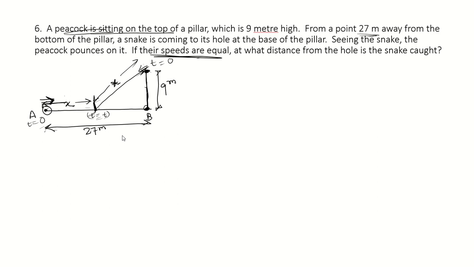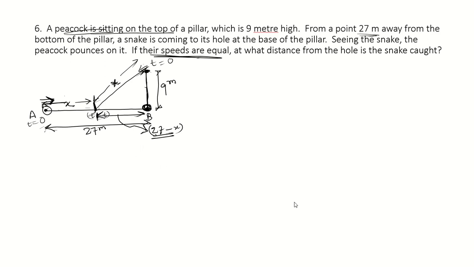So the hole is here. The hole is at the base of the pillar. So at what distance from the hole is the snake caught? This will be the distance from the hole. It will be 27 minus x. Now we need to find out what is the value of 27 minus x.